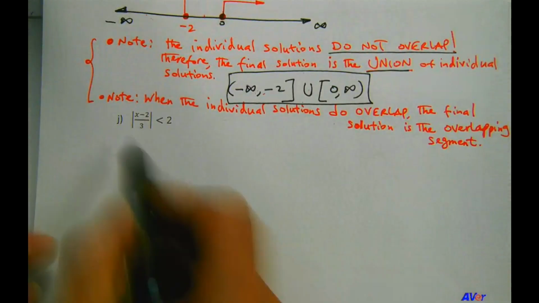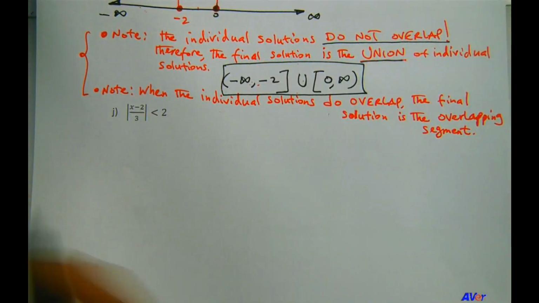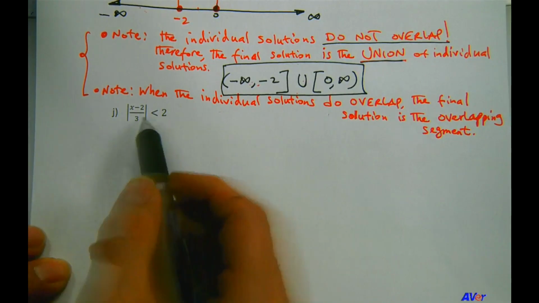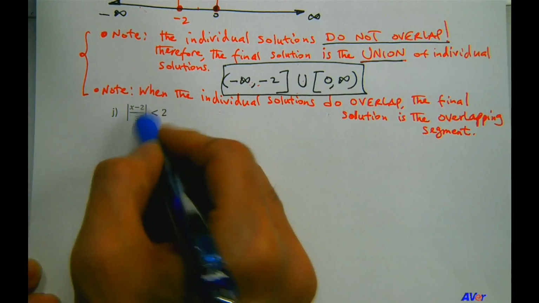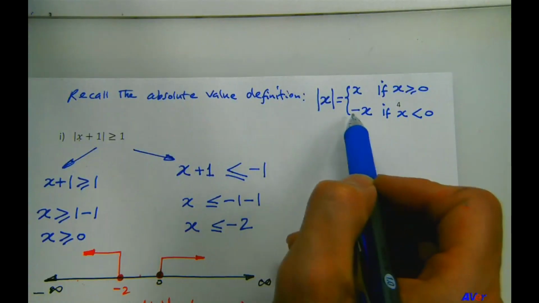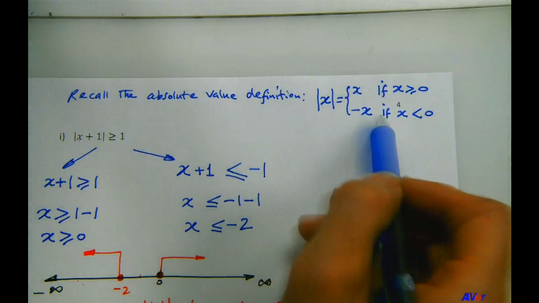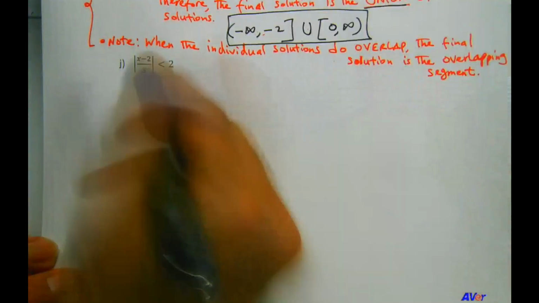Okay, so let's look at this final example in this section. So once again, we apply the definition of an absolute value in order to remove the absolute value symbol, right? Just like this. We're going to end up with two individual solutions if we remove the absolute value. So let's do that here.